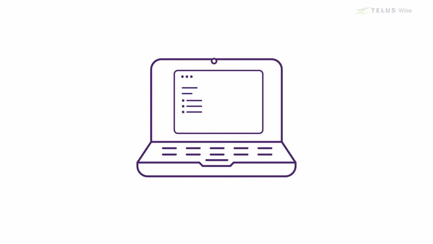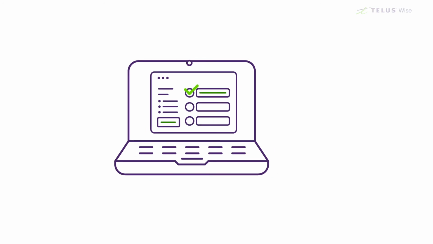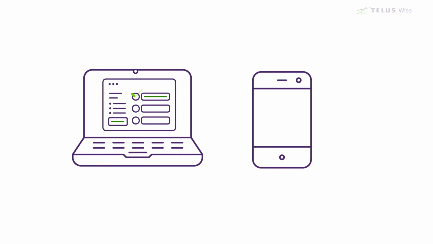Some tasks like filling out forms can be easier to do on a desktop or laptop rather than a phone or a tablet. But certain things can be easier to do, like watching videos and sending emails.